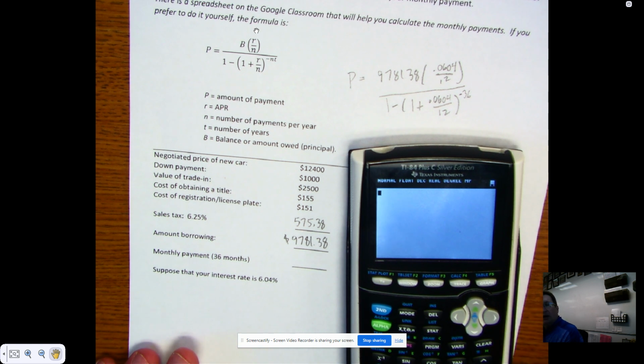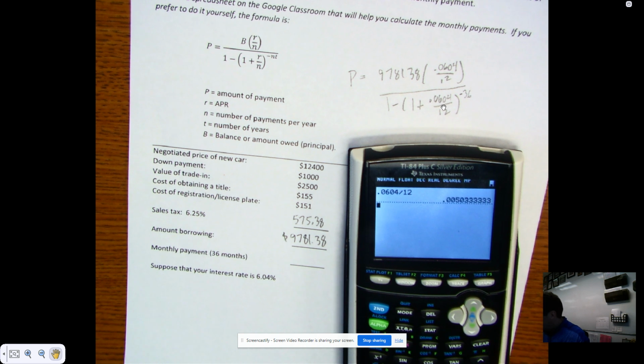I think the easiest way to do this is to notice that the denominator is more complicated, so let's calculate the denominator separately. We'll sort of work inside out. We're going to use our parentheses and work inside out. So I'm going to take 0.0604. The beauty of video is that you can stop and pause and replay if you like. So we're going to take 0.0604 divided by 12. Where my cursor is, that's what I'm going to do first.